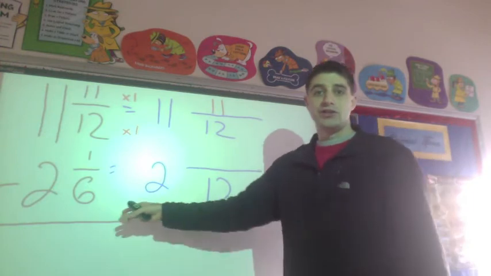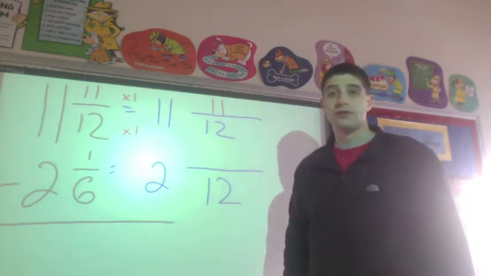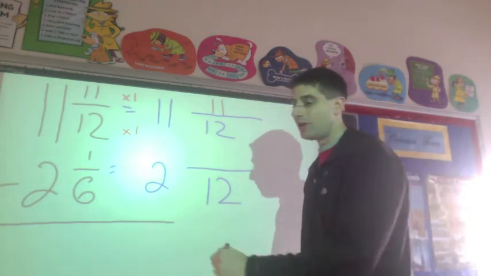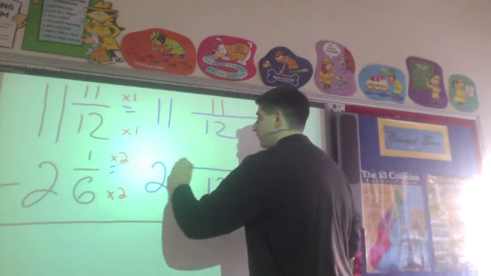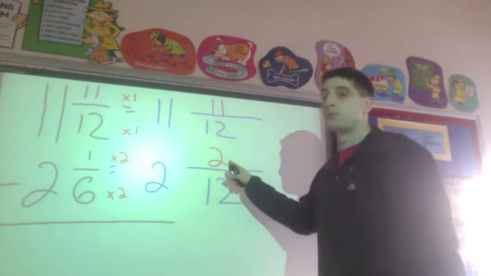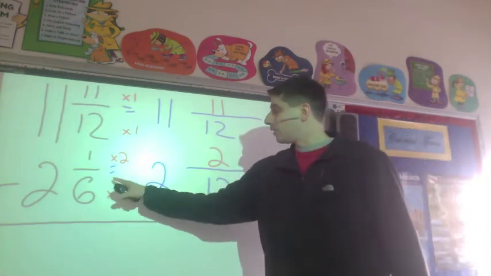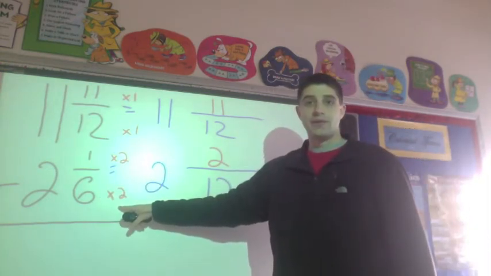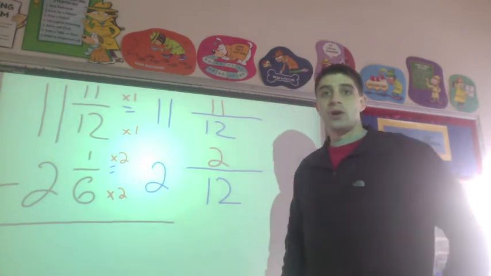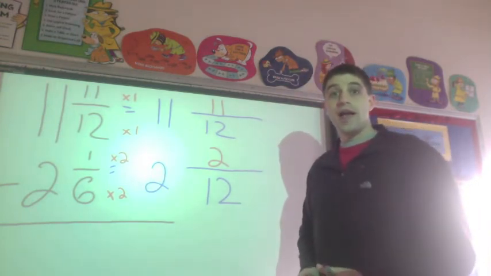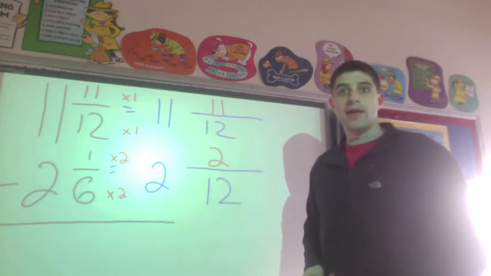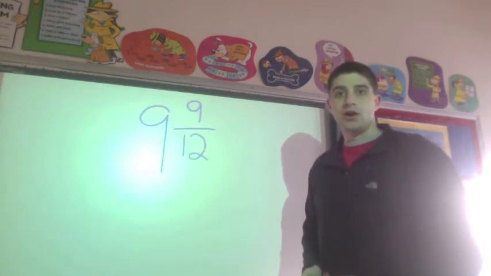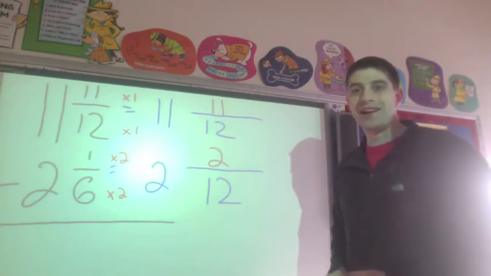And then down here, 6 times what will give me 12? And if you said 2, you're right on. And this means my numerator is 2. Times 2 down for our denominator, times 2 for our numerator. So now my fractions have like denominators, 12, and now I have the green light to go ahead and subtract. Sorry about that, got a little carried away.